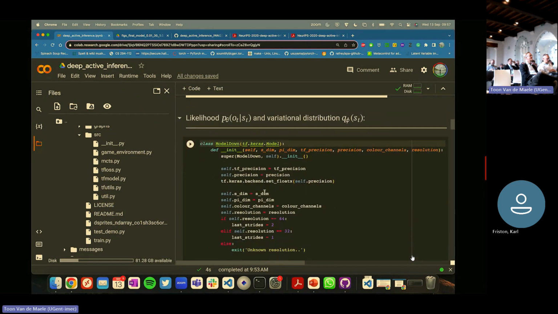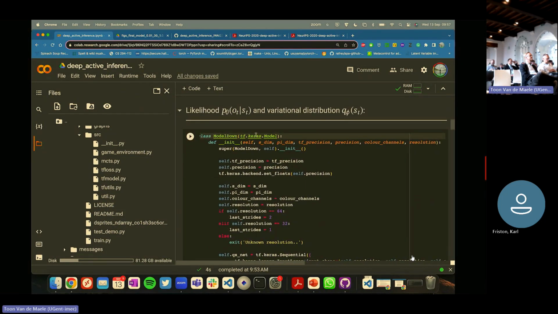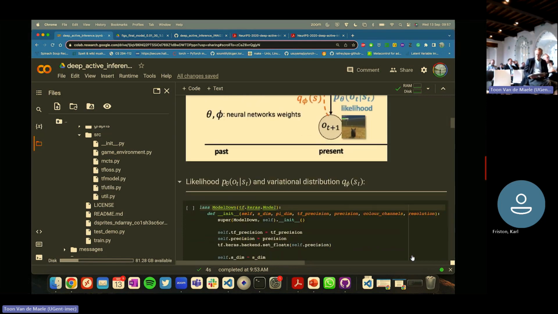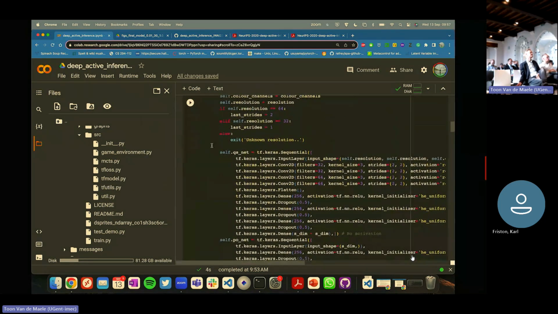Okay. So first we define the lower part of the model, which is the likelihood and the variational distribution over the latent states. And it's super simple in terms of the specification.